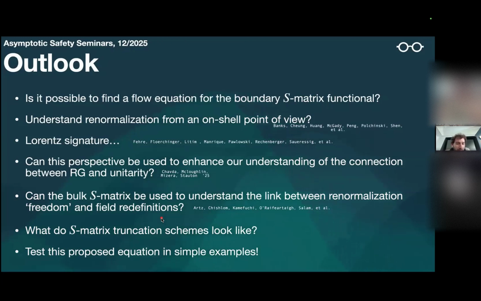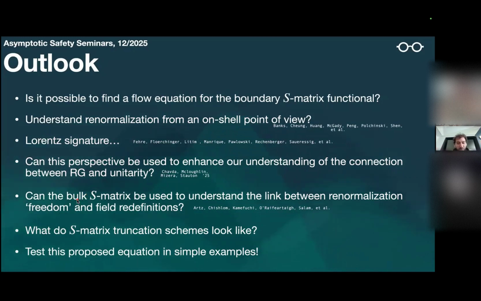Similarly, I told you that it would be interesting if the S-matrix can be used to understand the link between renormalization freedom, meaning the fact that I can choose different regulators in my FRG scheme, and the freedom that we have associated with field definitions. The reason we hope this might be doable is that the S-matrix has been shown to be field-definition invariant. So renormalizing the S-matrix might shed some light in this direction.